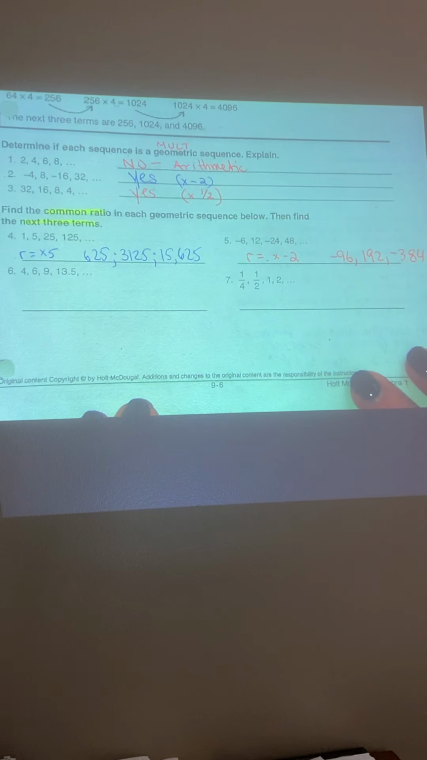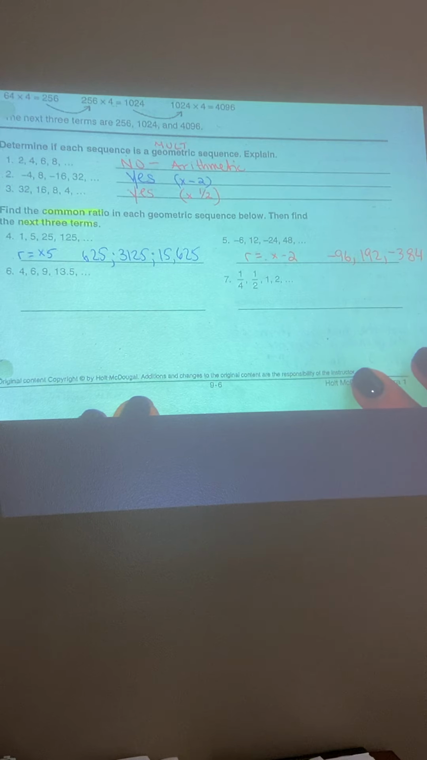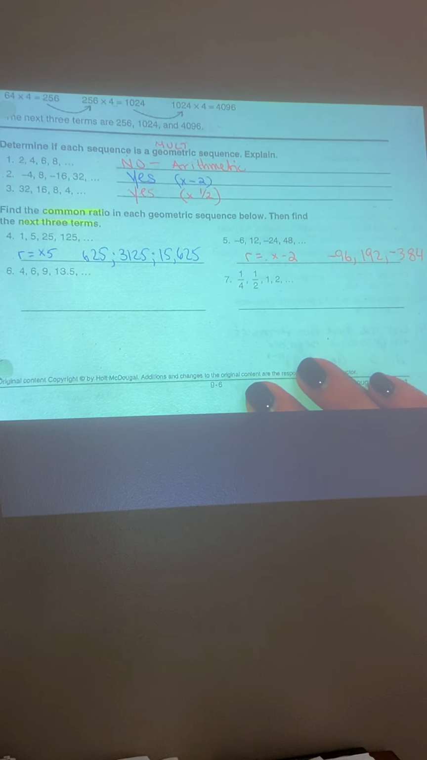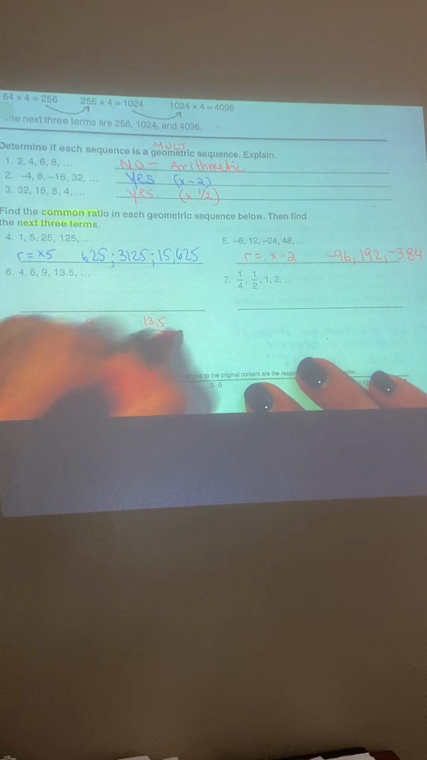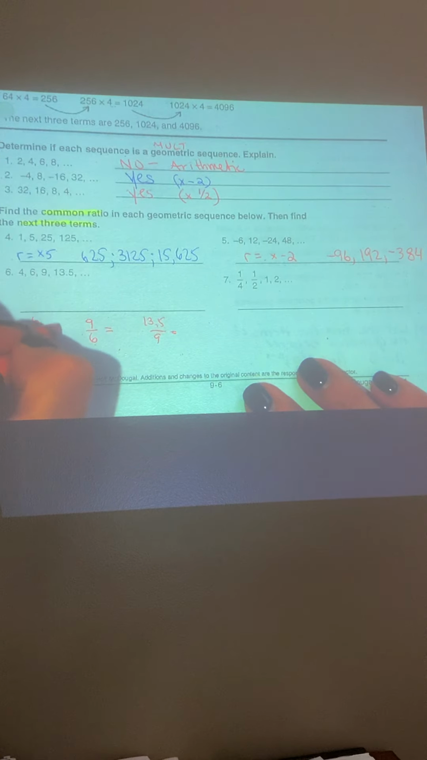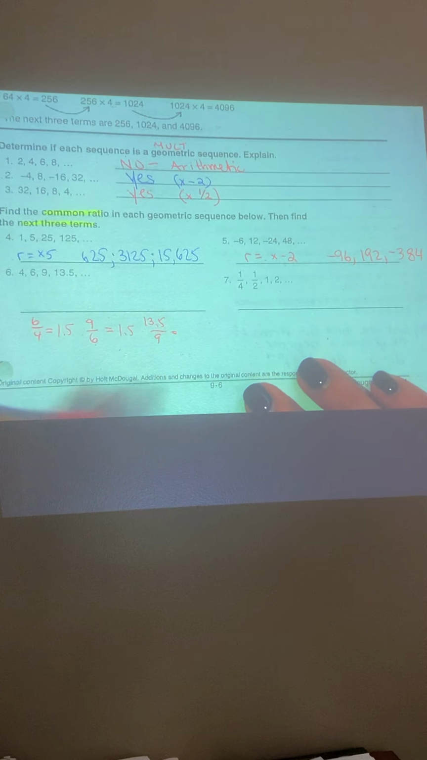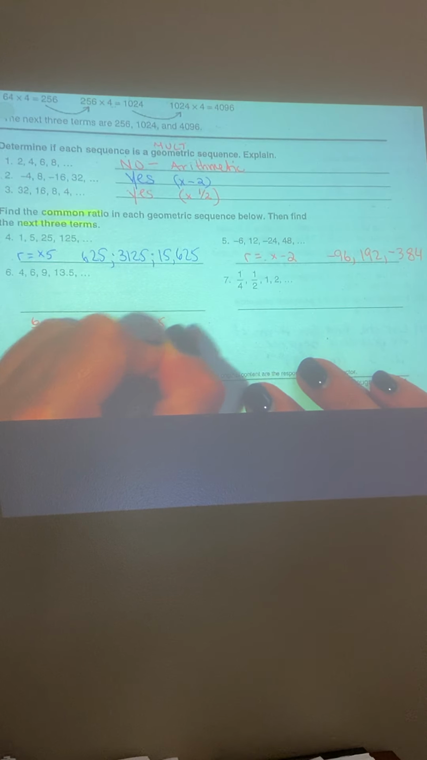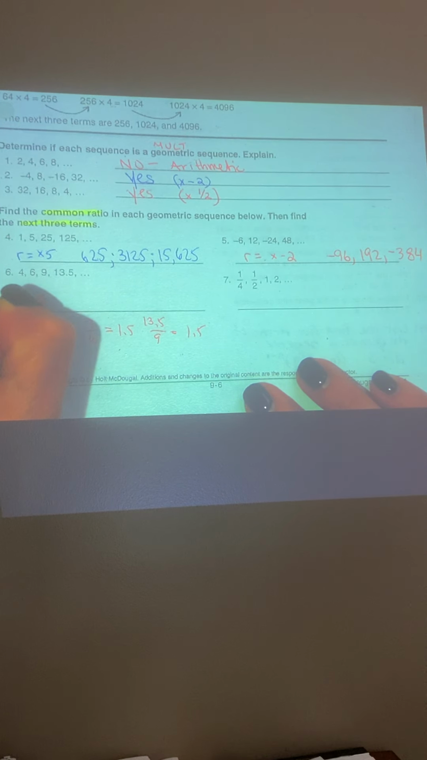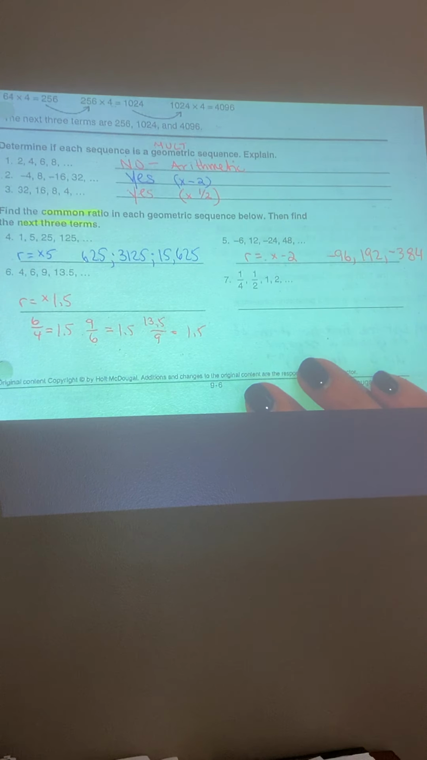Okay, next. 4, 6, 9, 13.5. Well, this one might not be as easy to tell. So the way to check it is to go like this. 6 over 4, what's that? 9 over 6, what's that? 13.5 over 9, what's that? That's how I can tell. 6 over 4 is 1.5. 9 over 6 is 1.5. 13.5 over 9 is 1.5. So the common ratio is multiplying by 1.5. That's how you tell.